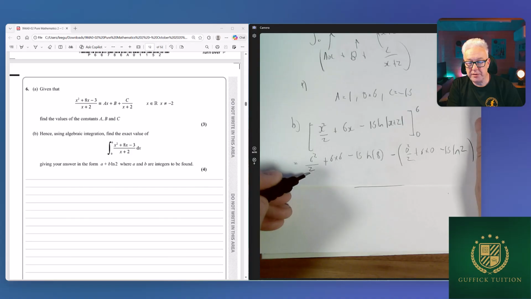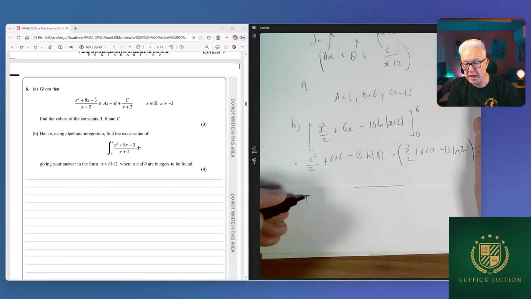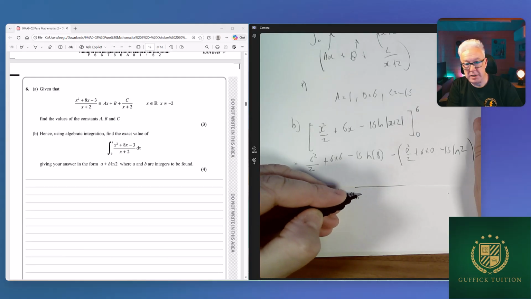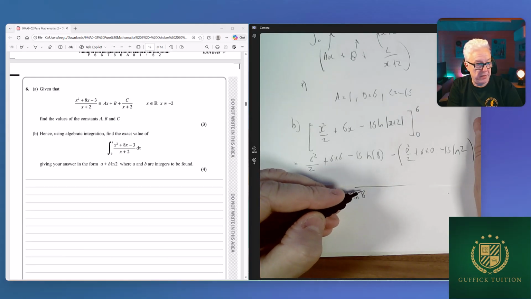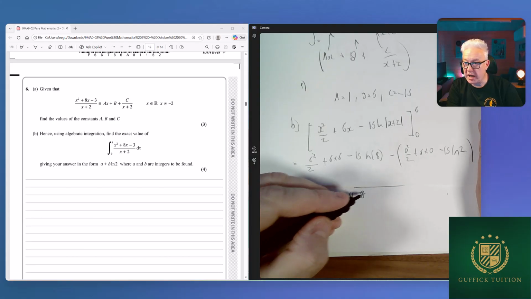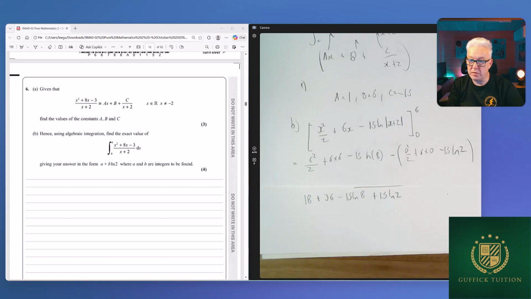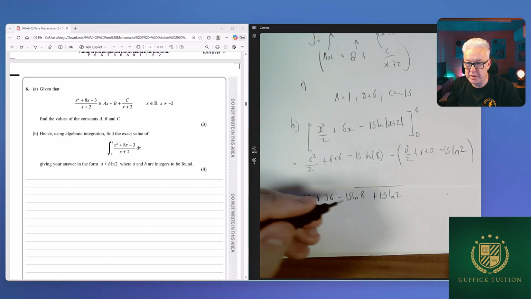So that's going to go to 36 over 2, which is going to be 18, plus 36, minus 15 ln 8, and what else are we going to have? We're going to have plus 15 ln 2. Okay, so that's our expression so far. Now let's see what that's going to go to.